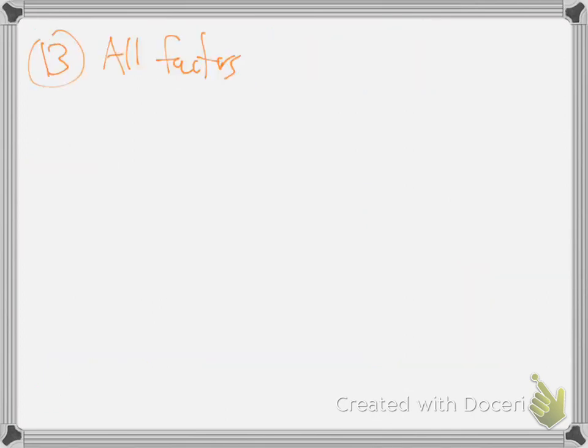So on your own, let's make one up. Let me think. 72. All factors of 72. No, that's not a good one. It's too much like the one we just did. Sorry. 200. Is that a good one? Yeah, I like that one. All the factors of 200. Find all the numbers that go into 200.